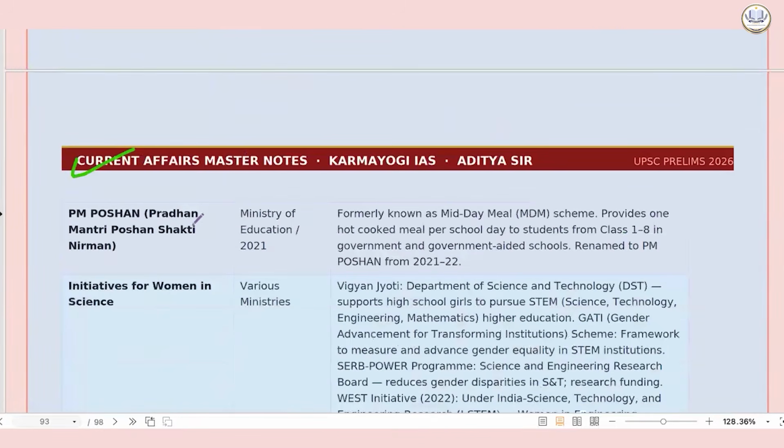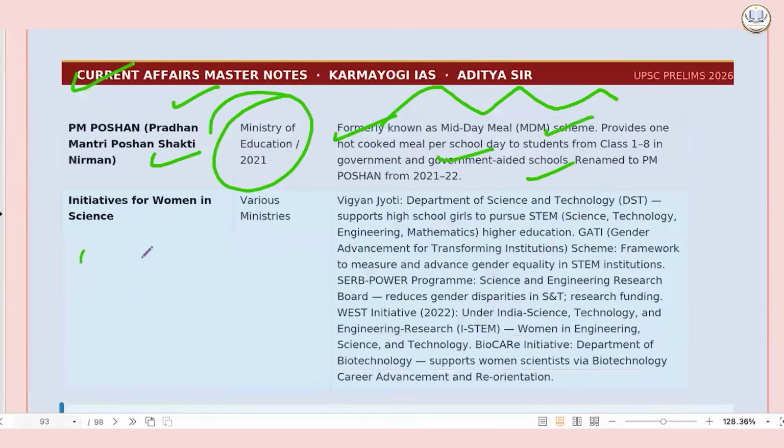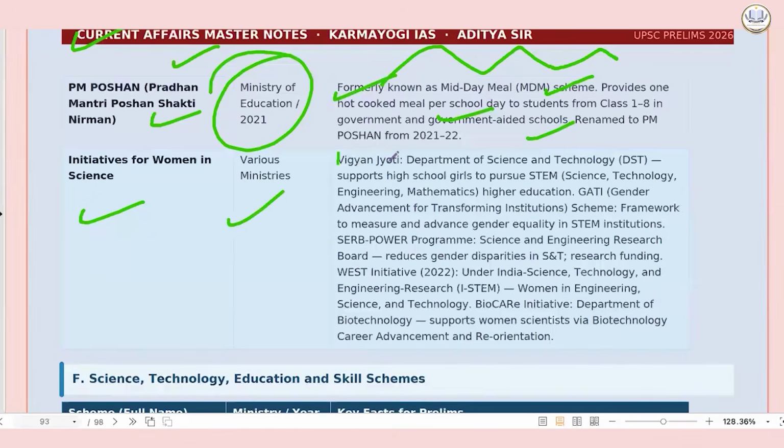We have PM Poshan, that is Pradhan Mantri Poshan Shakti Nirman, under the Ministry of Education, formerly known as the Midday Meal Scheme. It provides one hot cooked meal per school day to students from class 1 to 8 in government and government-aided schools, renamed to PM Poshan. Initiative for Women in Science of various ministries: we have Gyan Jyoti, Department of Science and Technology, which supports high school girls to pursue STEM. Then GATI, Gender Advancement for Transforming Institutions. We have several other schemes as well.